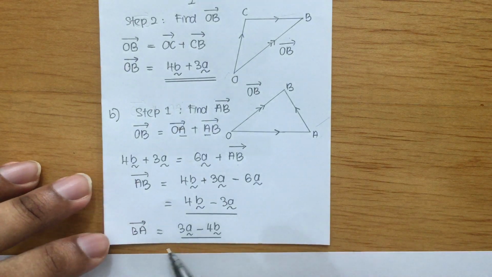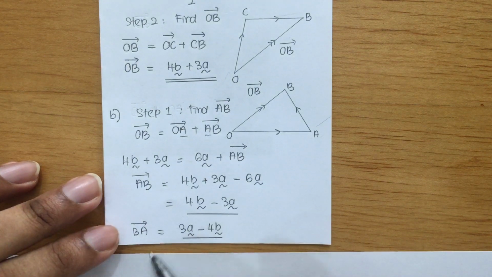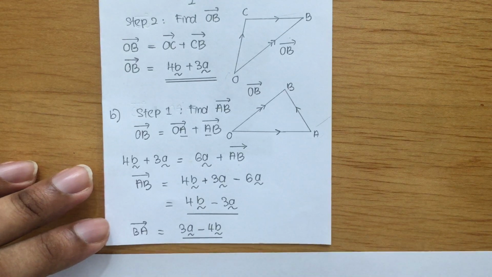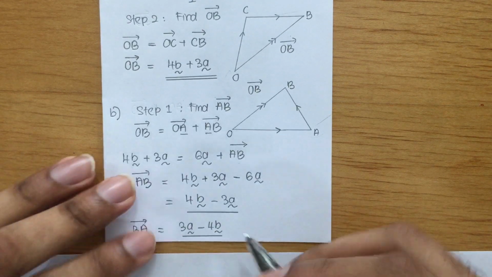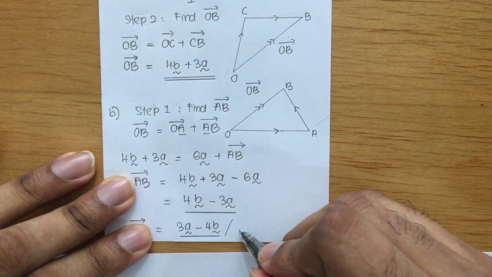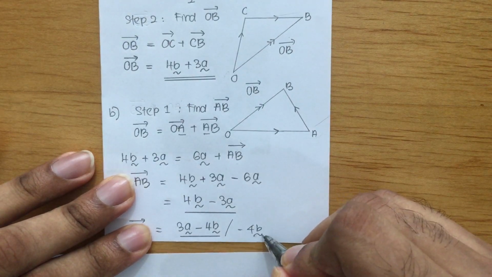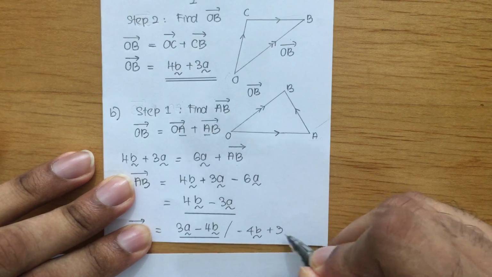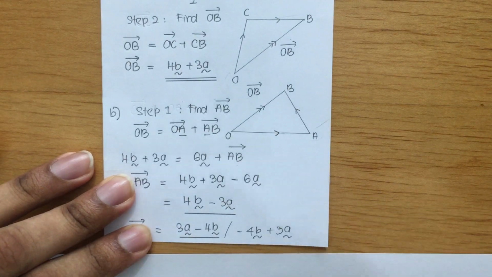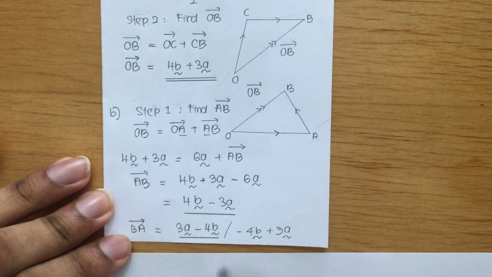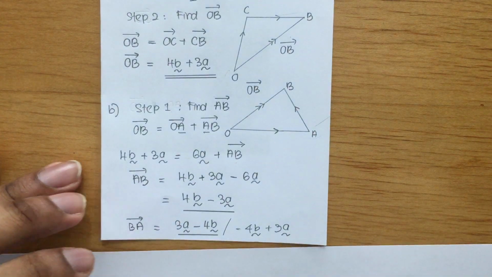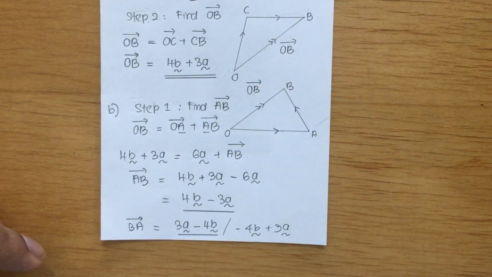So I rearrange the equation such that the positive value comes first, followed by the negative value. So vector BA is equal to 3A minus 4B, or you can write it in this way as well, guys. Negative 4B plus 3A. If you can't see the difference between the vector AB and BA, you can write it in this way, so there is no problem with it.